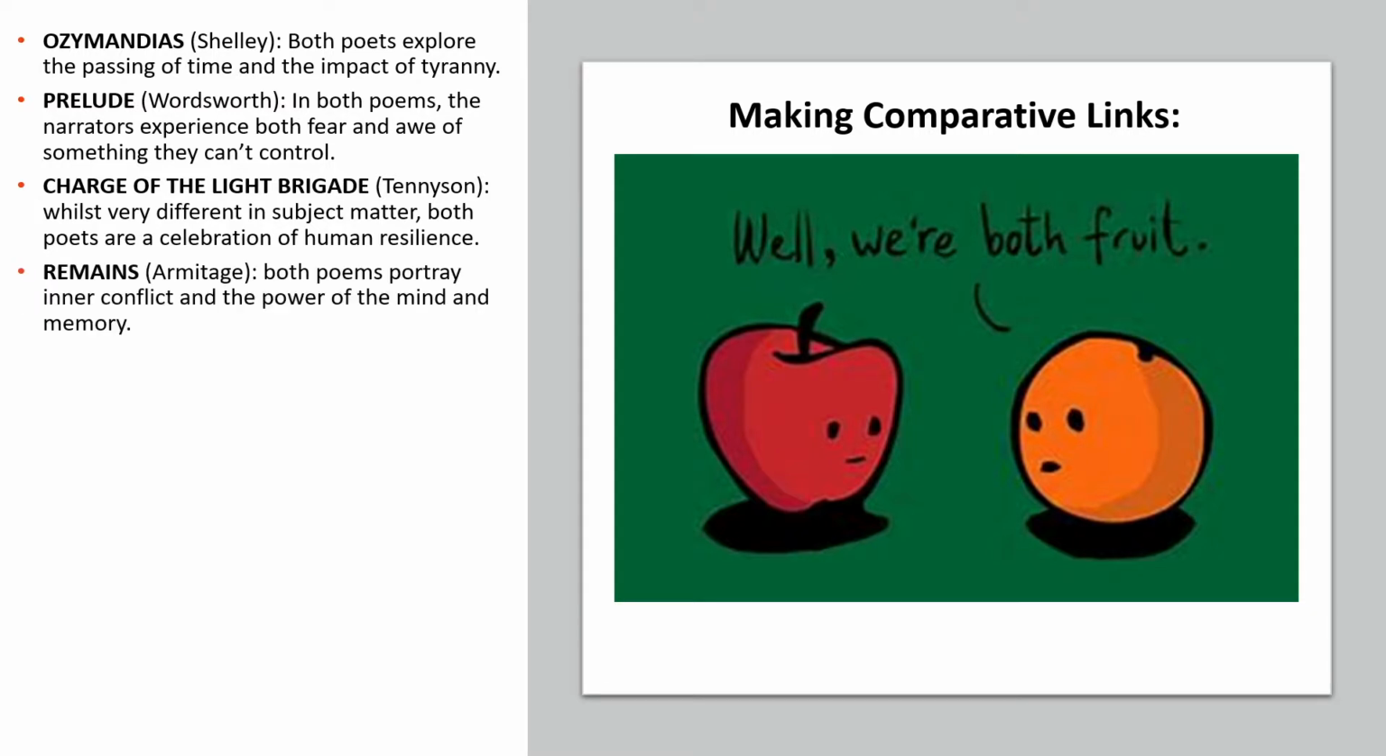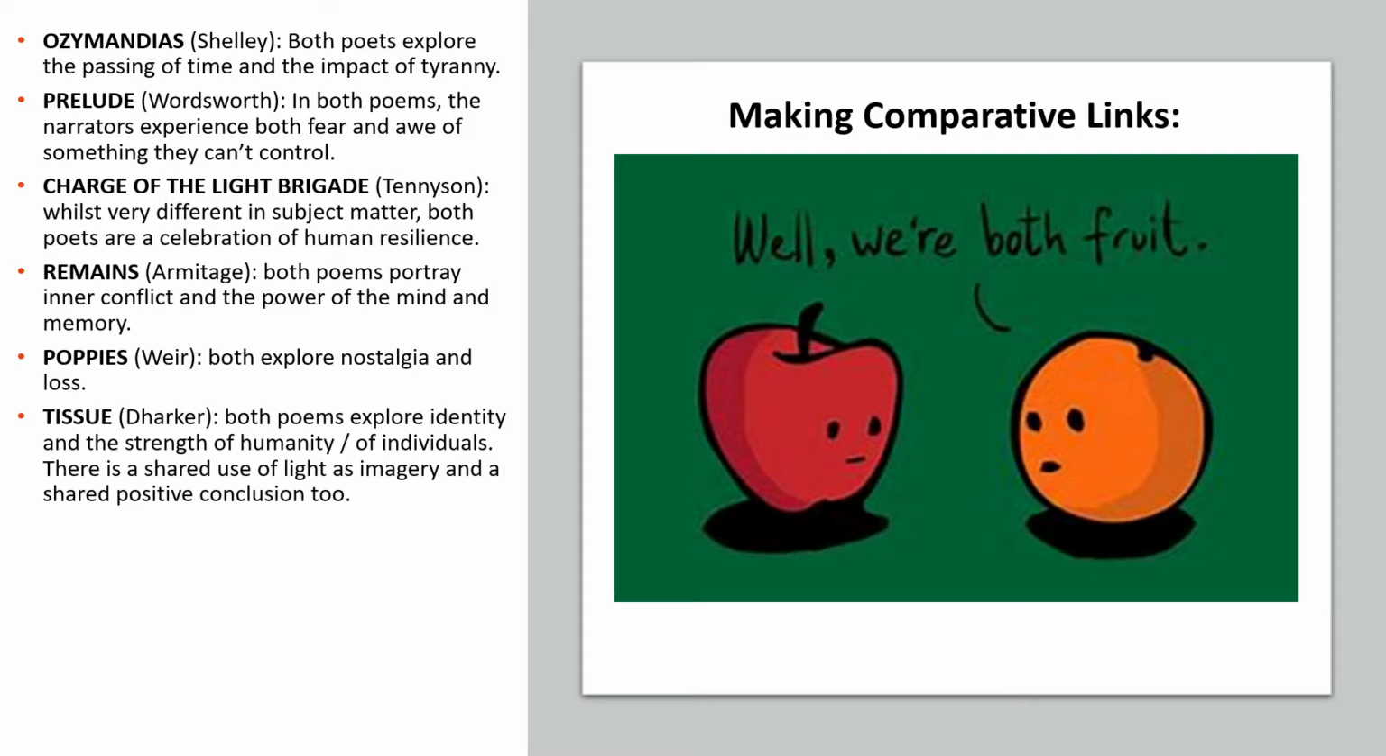In Armitage's Remains, both poems portray that sense of an inner conflict and the power of the mind and memory. In Poppies by Jane Weir, both are exploring nostalgia and loss, and nostalgia, that memory, looking back on something in a fond way with some sadness. So that's another interesting angle there.